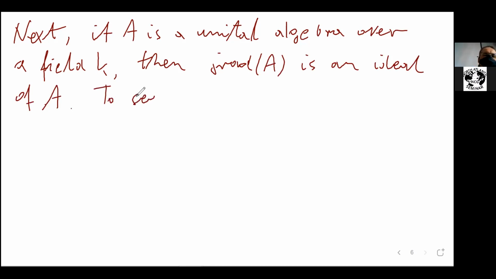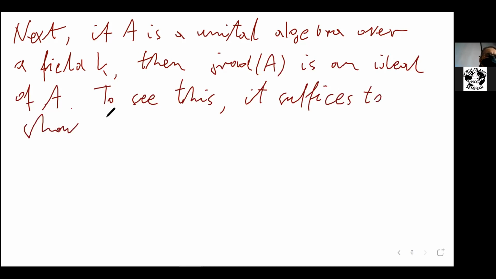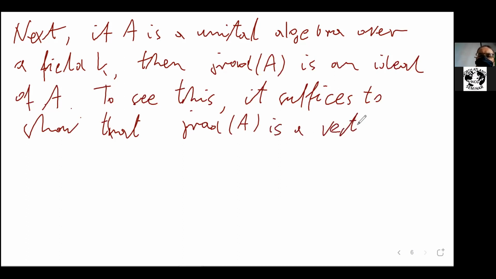And to see this, it suffices to show that this radical is a vector space. Well, no, it's closed under the addition, so all that we have to check is the scalar multiplication. Okay, but this is very elementary. But still, let me write it down.